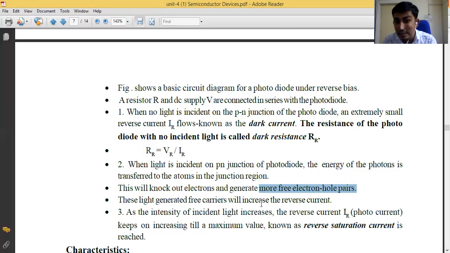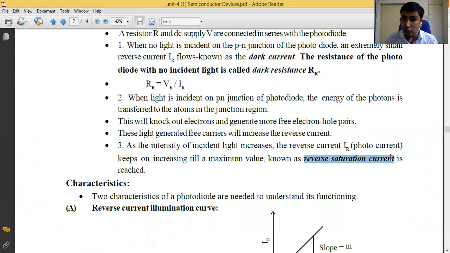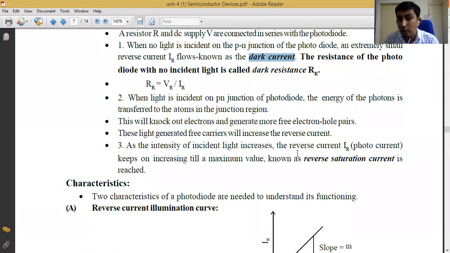Suppose we increase the intensity of the light incident on the junction. Again, the photocurrent or reverse current will also increase. It increases and becomes maximum, and that maximum current is called the reverse saturation current. So these are the two currents. One is the dark current, when no light is incident and a very small leakage current flows. When light is incident, the current increases and becomes maximum, which is called the reverse saturation current. So this is the working and construction of the photodiode.